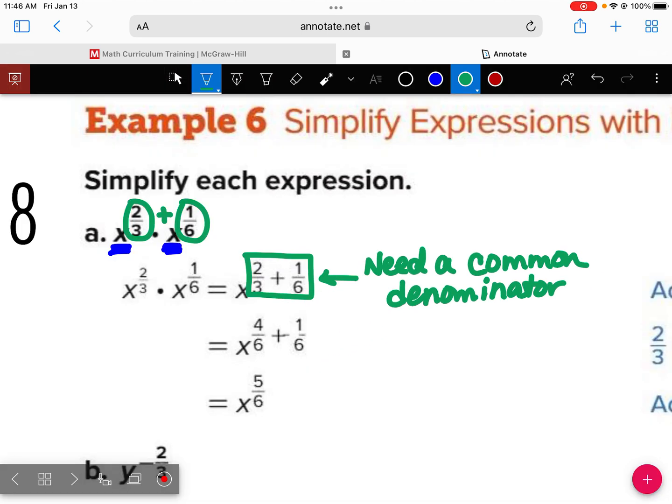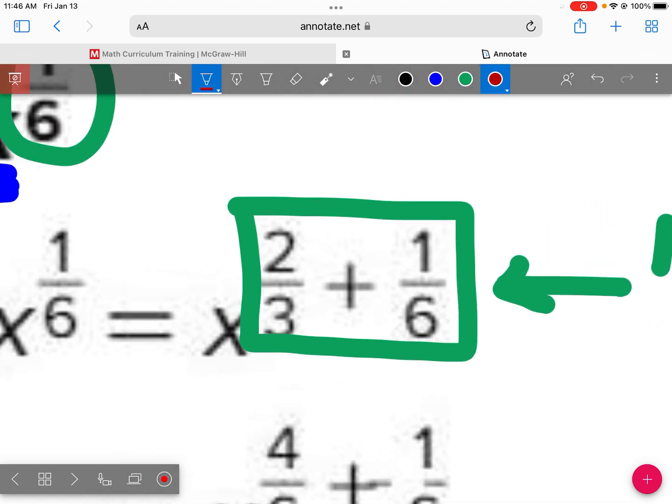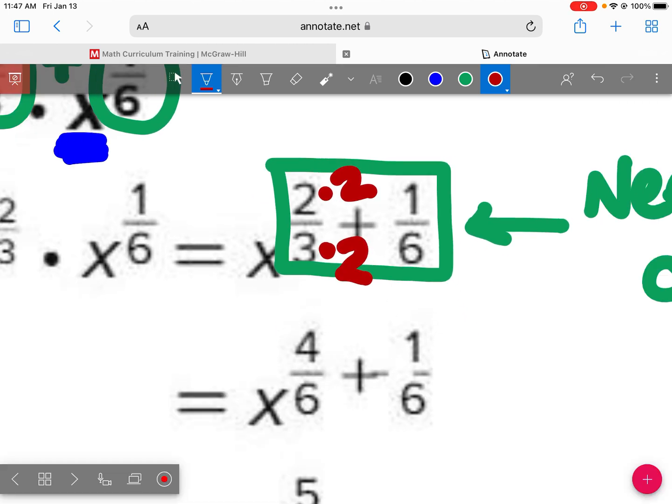What should my common denominator be? 3, 6, 6. What do I multiply 3 by to get 6? 2. So I'm going to multiply top and bottom by 2. That's where this 4/6 came from.